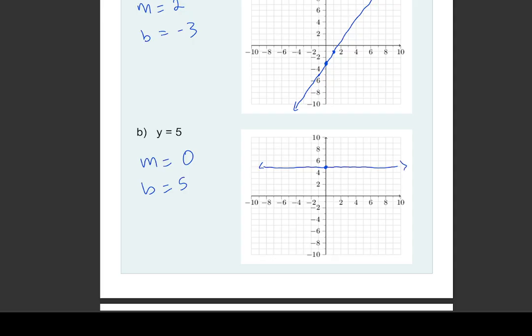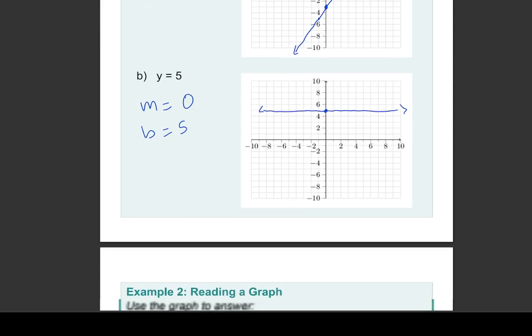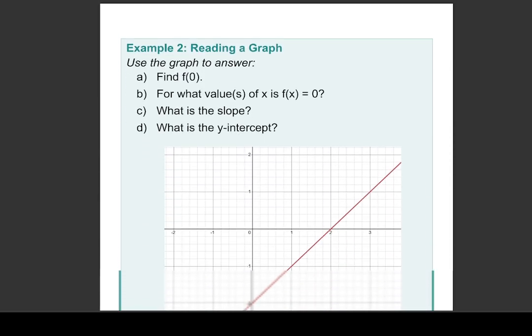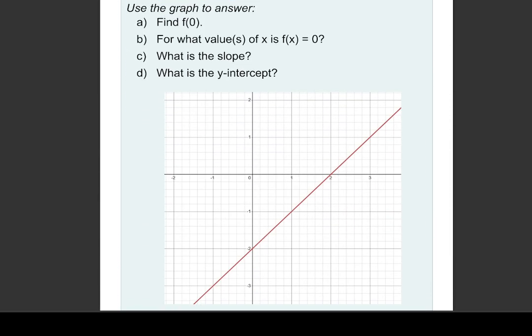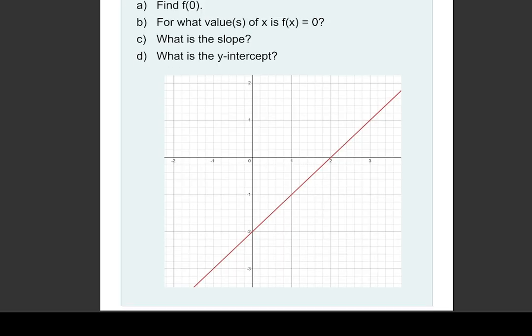So just a little recap on graphing lines. I want you guys to practice that yourselves. Moving on to reading a graph. So we're given this graph. See the whole thing, there we go.